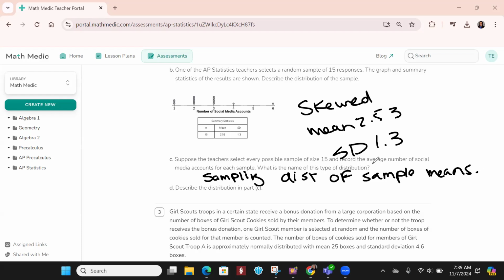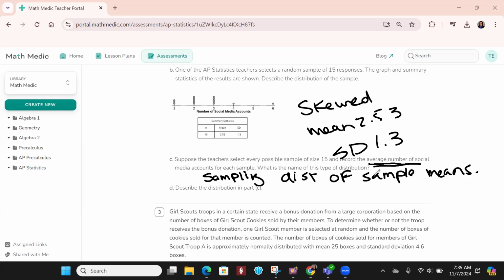Okay, so look at it this way. The average number of social media accounts. They're going to take a sample. They're going to ask each person, hey, what's your average? And then they're going to average that together. Okay, that's why it looks really stupid when we write this out. Sampling distribution of sample means. Okay. Describe the distribution in part C.